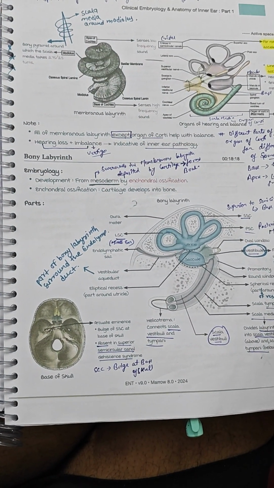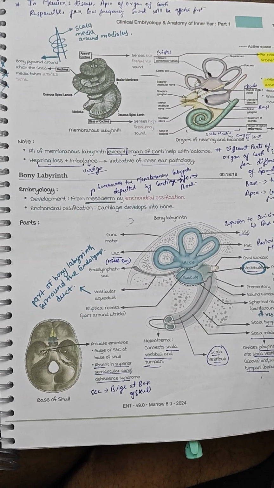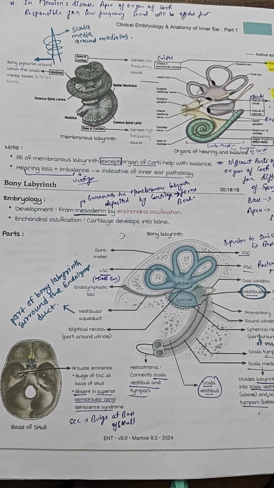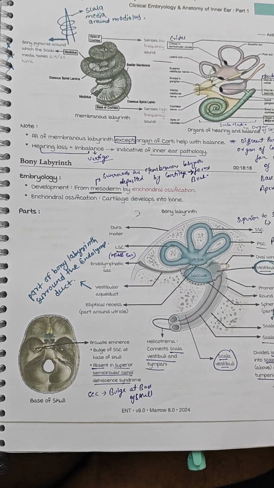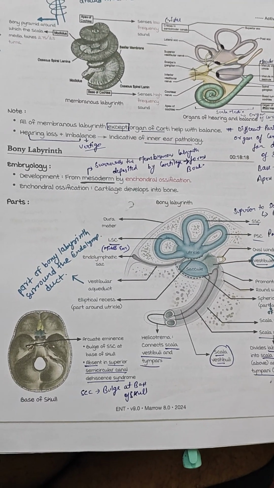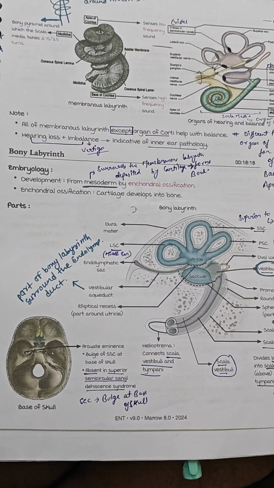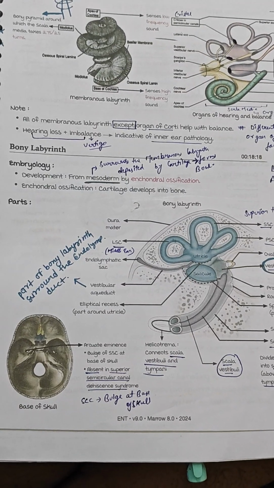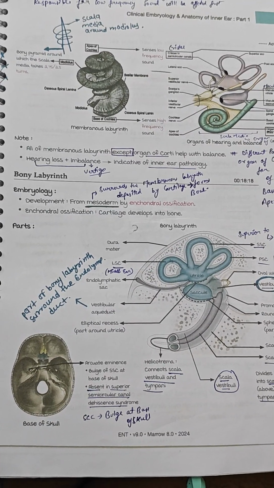Now the embryology of the bony labyrinth: it develops from the mesoderm by endochondral ossification. What is endochondral ossification? That is where bone develops from cartilage. Now there are some structures which are fully developed at birth: the tympanic membrane, the medullary cavity with the ossicles, the mastoid antrum, and the bony and the membranous labyrinth.